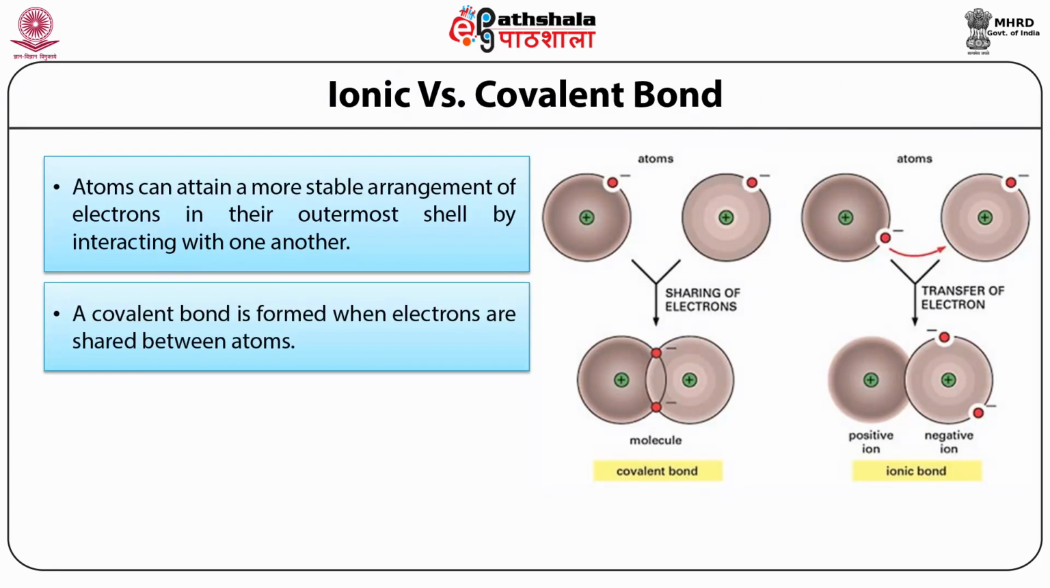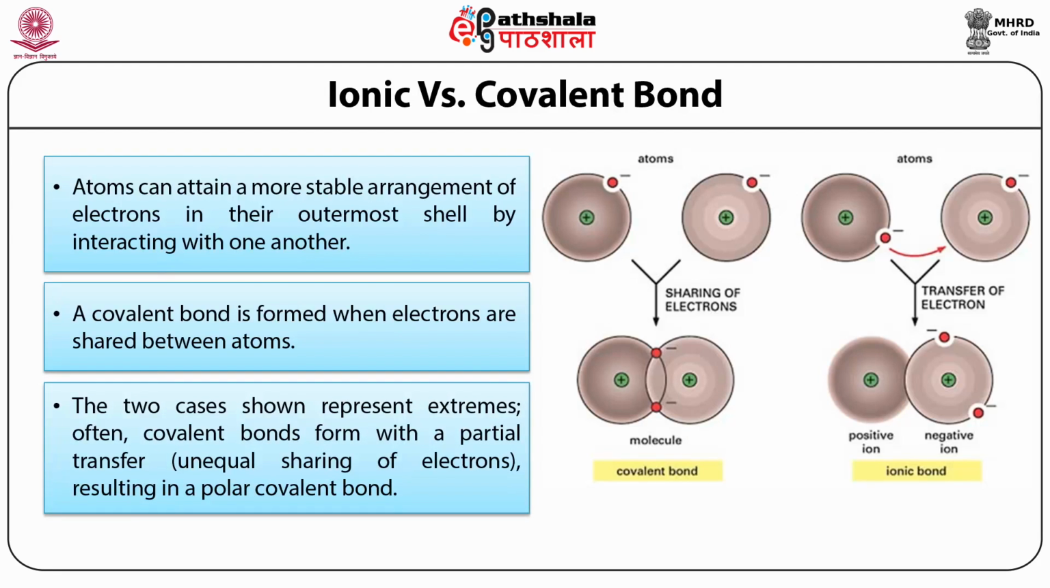So, an ionic bond is defined when electrons are transferred from one atom to another atom. However, covalent bonds, which are found to be lower in strength than ionic, are formed when electrons are shared between atoms. These two cases are depicted in the picture on the left hand side and right hand side. Covalent bonds formed by partial transfer or sharing result in a polar covalent bond, as shown here.